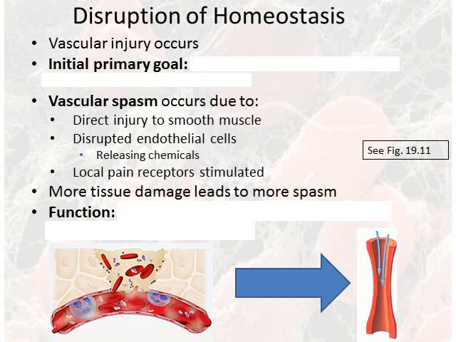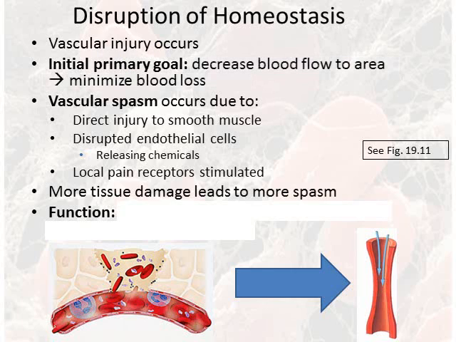Okay, so we disrupt homeostasis, vascular injury occurs. Okay, so the initial primary goal is going to be to decrease the amount of blood flow going to that area. Okay, so that happens by vascular spasm. Okay, so when we have damage to a blood vessel like this, we damage some smooth muscle. Right, so that smooth muscle that's damaged, all of it around it is going to contract, leading to spasm like this. So that's going to decrease the amount of blood going to that area.